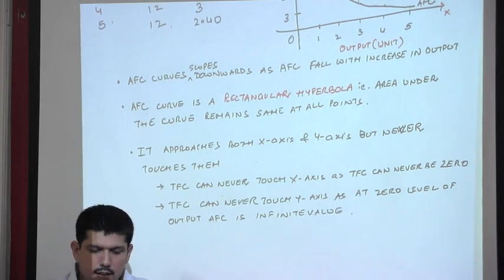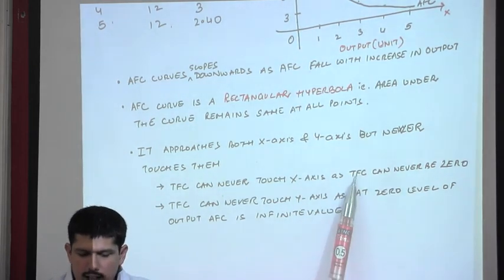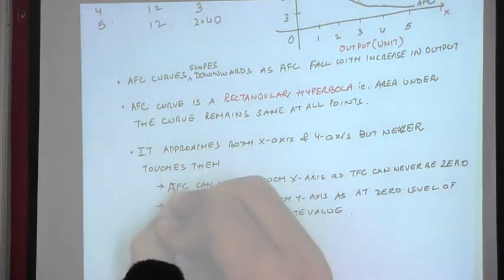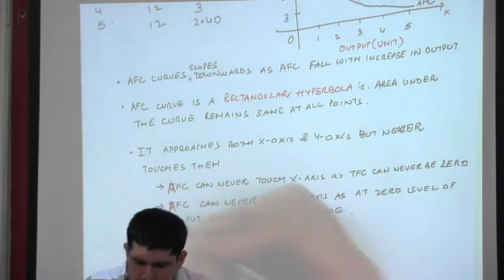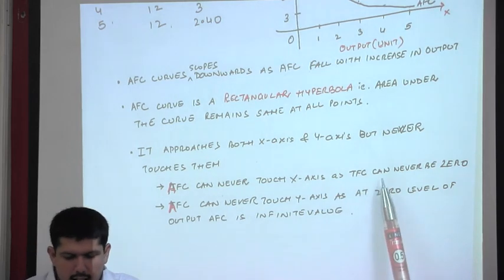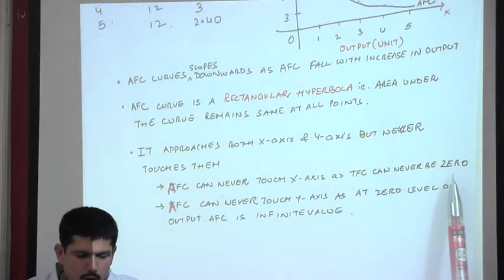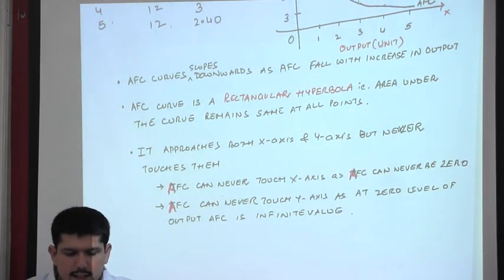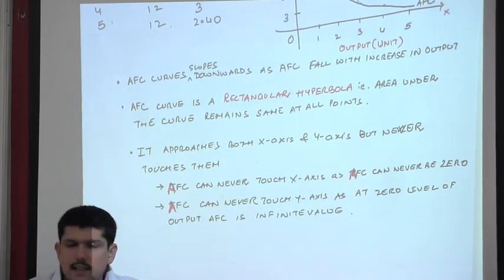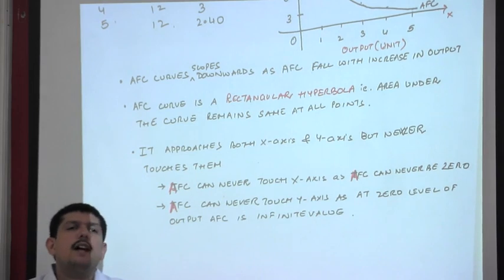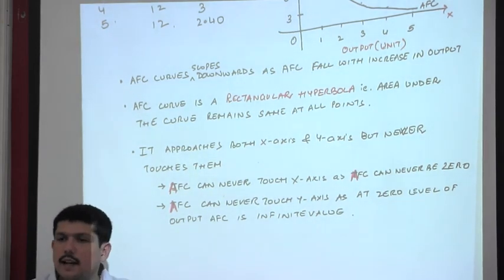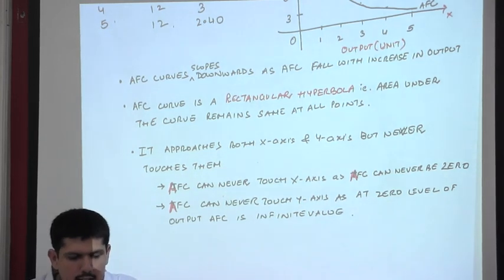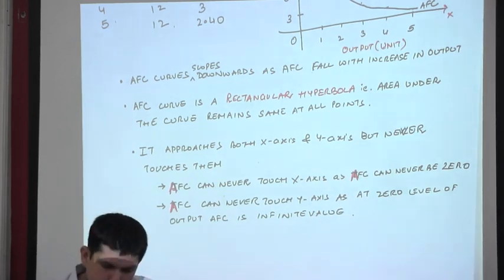The reason why it never touches them: TFC can never be zero, right? So AFC can never touch the x-axis or y-axis as TFC can never be 0, or AFC can never be 0. Right, AFC can never touch the y-axis as at 0 level of output, AFC is an infinite value. So it's a rectangular hyperbola, it will neither touch the x-axis nor the y-axis. At 0 level of output, it is infinite. It can never touch the x-axis because the average can never be 0.